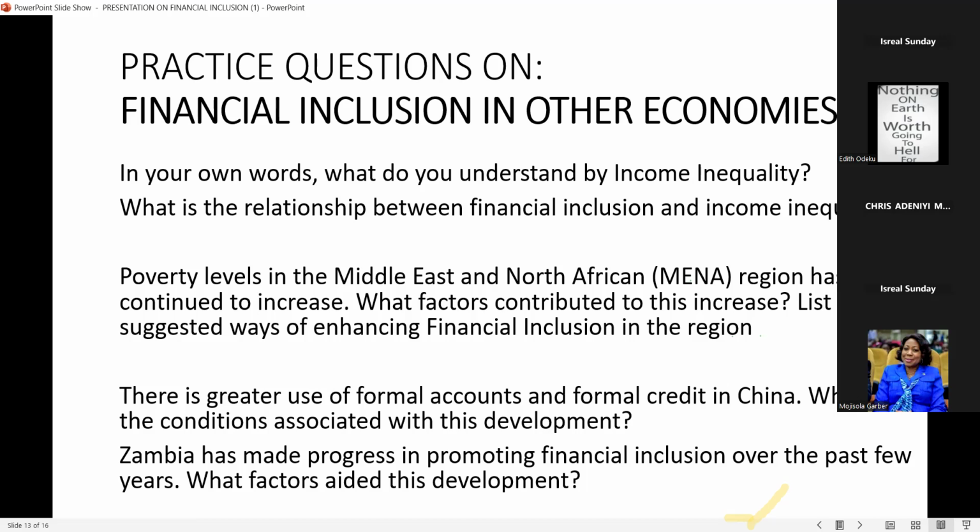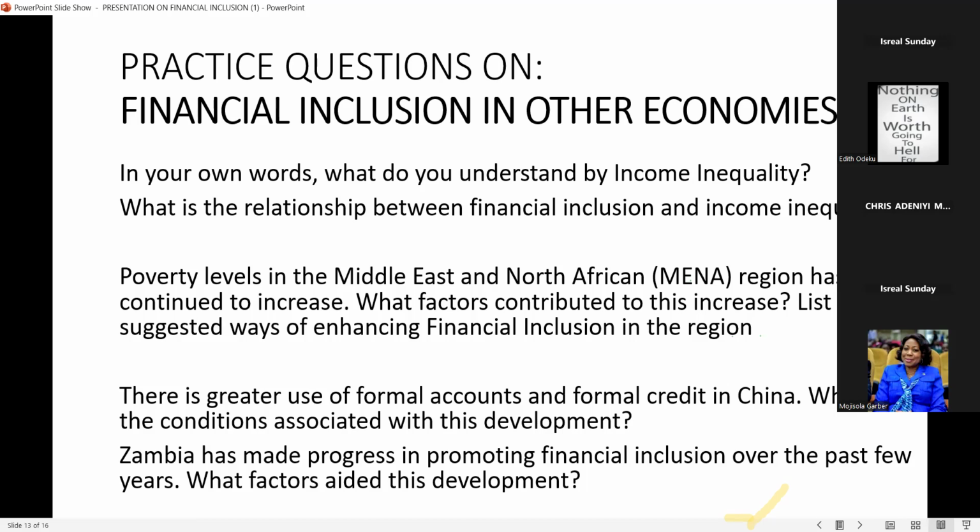Then there is a greater use of formal accounts and formal credit in China. What are the conditions associated with this development in China? I think what they are doing there is to ensure that people have formal accounts, and then they have credit. These are things that are driving financial inclusion. Then in Zambia, let's look at that portion of our syllabus, the study pack, and get those areas well.